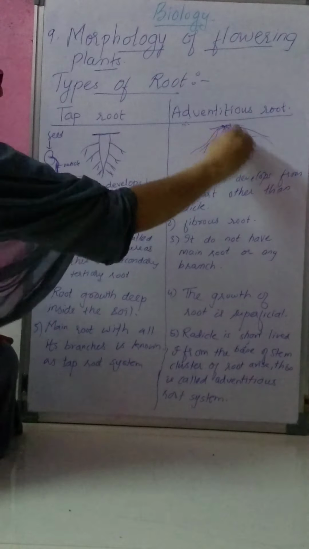Next is modifications of root, when the roots have to perform certain different functions. Now we have studied that root has three functions. First is fixation, that is anchorage. Second is absorption of water and minerals, and conduction of water and minerals to the upper part. That was the main function of root.